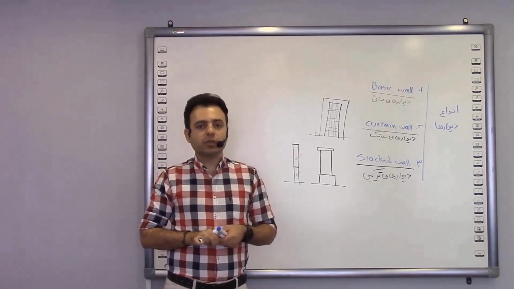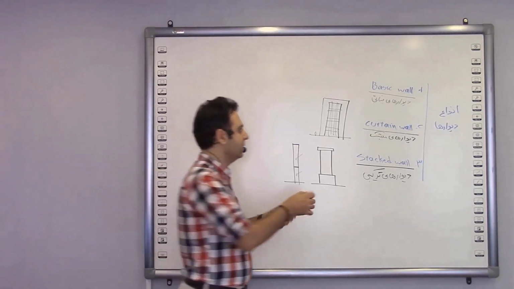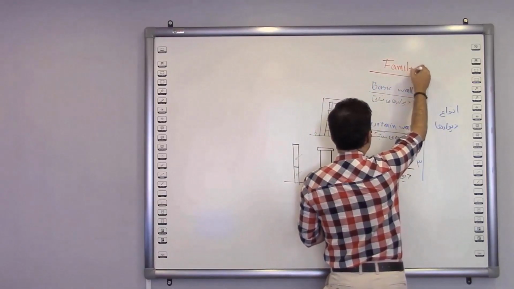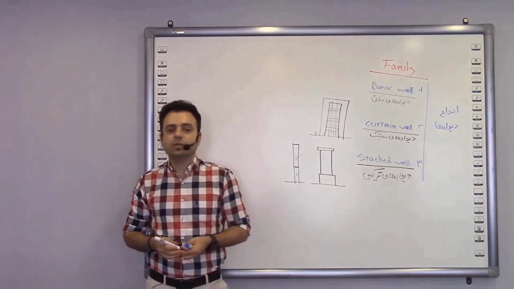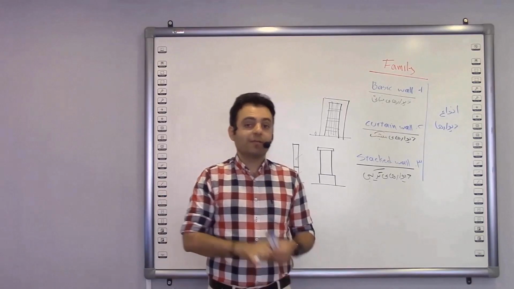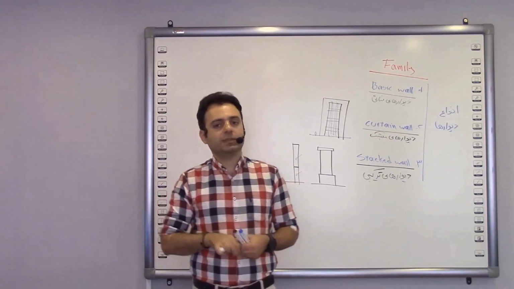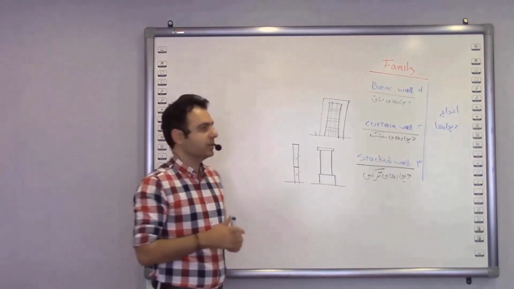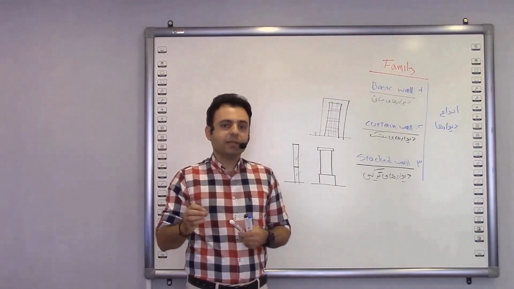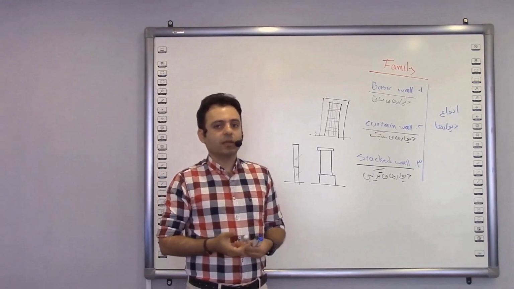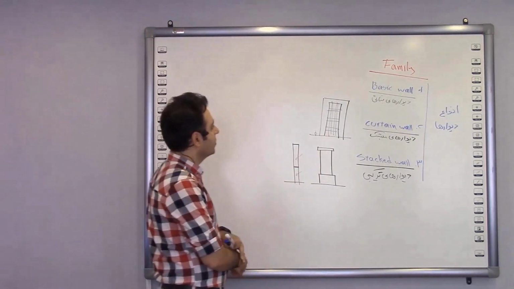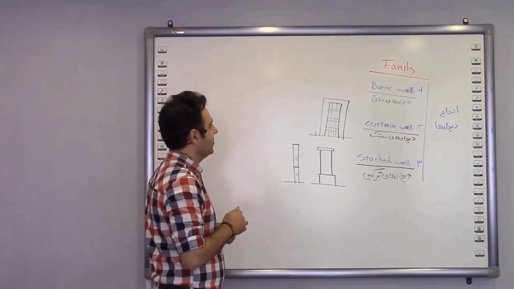Now, we call this classification of the walls family. Alright? Family. So, the walls are three types: basic wall family, curtain wall family, and stacked wall family. And they cannot be increased either. Now, each of these three types is classified into smaller types. For example, basic wall, which is the subject of this episode. We will talk about the rest of them later.